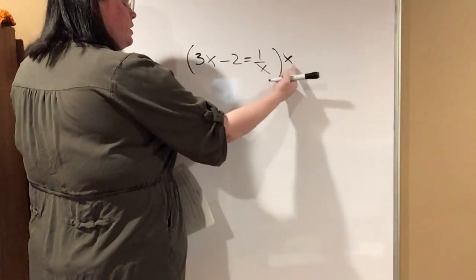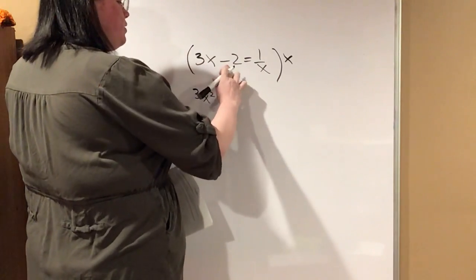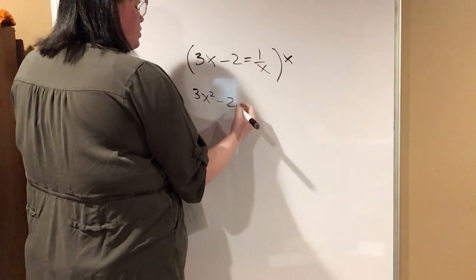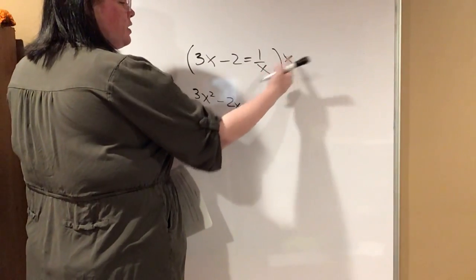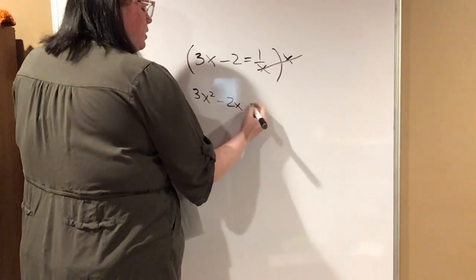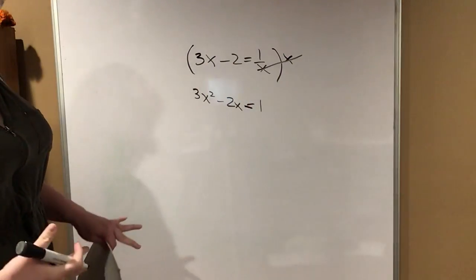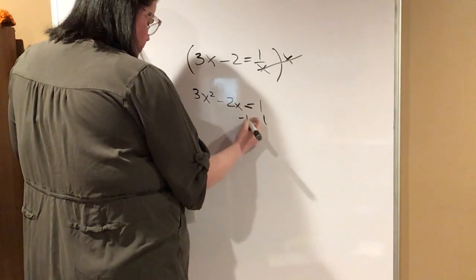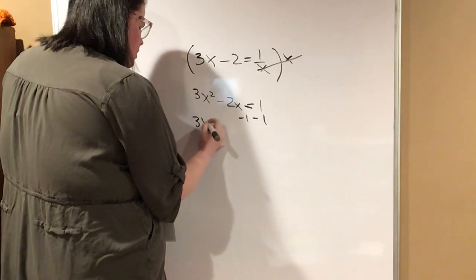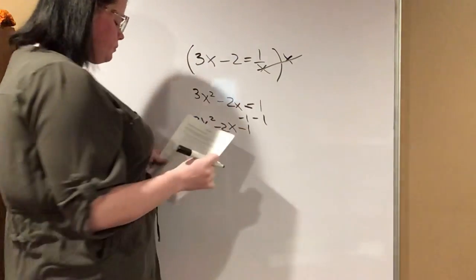So 3x times x is 3x squared. Negative 2 times x is negative 2x. And then 1 over x times x equals 1. Now, let's put it in standard form. Well, minus your 1. So now we have 3x squared minus 2x minus 1.